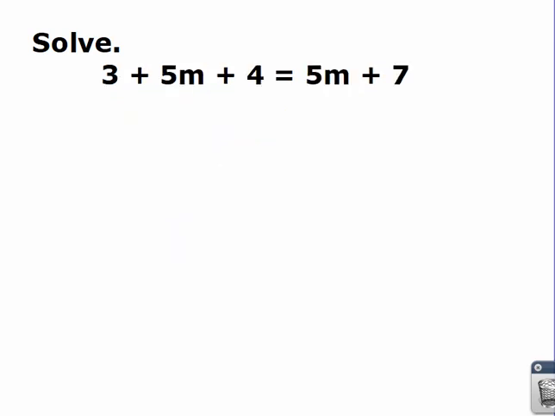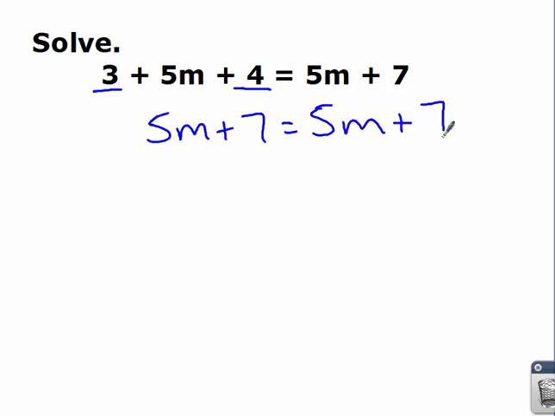Let's look at one more. In this particular problem, you'll notice that it looks like there might be some pre-work that we need to do. Pre-work would be either change minuses to plus next to their opposites, or look for anything that can go together. In this case, the 3 and the 4 could go together, and I'd end up with 5m plus 7 is equal to 5m plus 7.